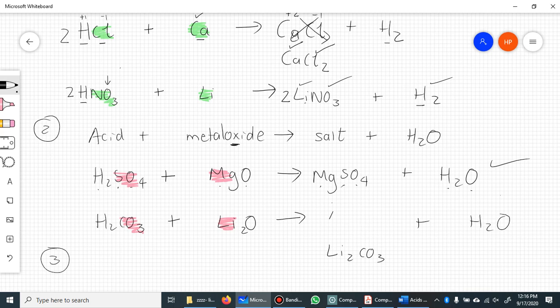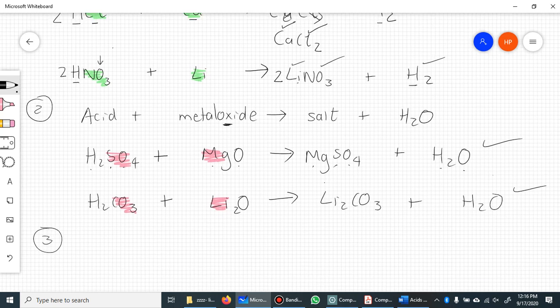I didn't actually look if this one was balanced, but if you look closely, you'll see that everything balances out. There's 2 lithiums on both sides. There are 4 oxygens, 1 carbon, 2 hydrogens, so this actually balances out nicely. Okay, then on to rule 3.